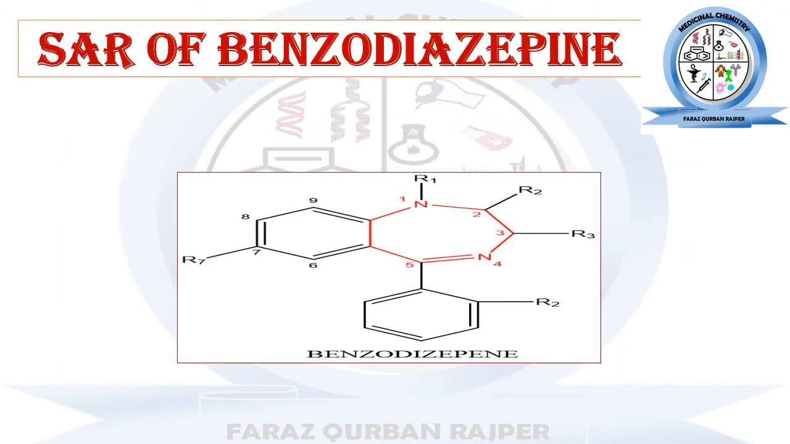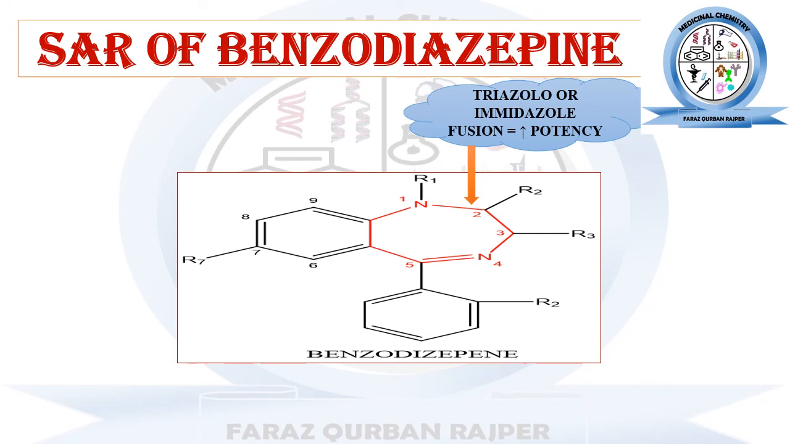Now let's check out the summary of SAR of benzodiazepine. In this video lecture, we have observed the effect of different functional groups and heterocyclic rings at the various sites in the chemical structure of benzodiazepine, and we have also observed their relationship with the biological activity of benzodiazepine. If the 1 and 2 site of benzodiazepine is substituted with a triazole or imidazole ring, it will result in highly potent benzodiazepines like alprazolam, triazolam, and acetazolam.